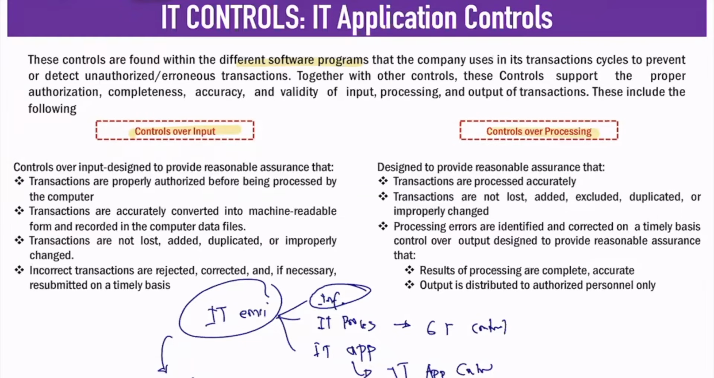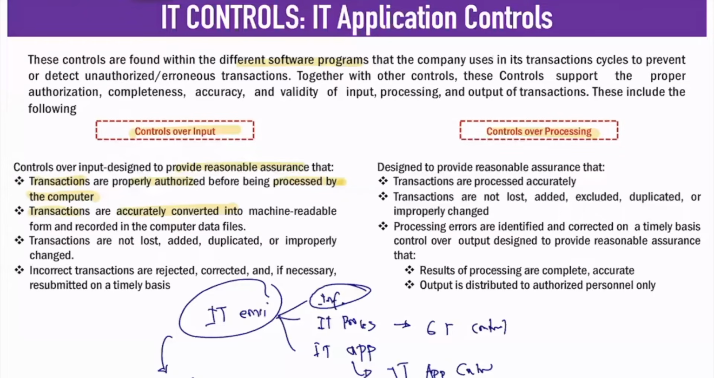So why do we need control over input and control over processing? First, control over input is designed to provide reasonable assurance that transactions are properly authorized before being processed by the computer. Again, what is controlled here is the input. So before it is inputted, we determine that the transaction is properly authorized. Next, that the transactions are accurately converted into machine readable form and recorded in the computer data files.